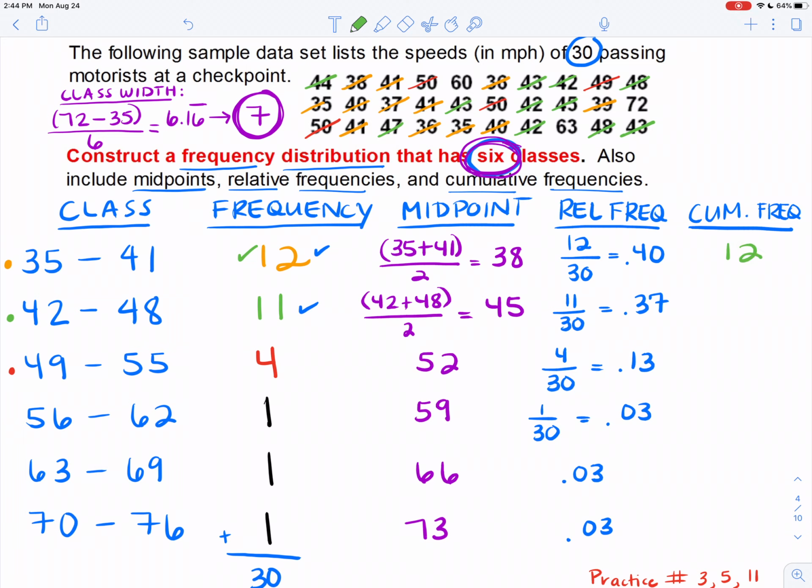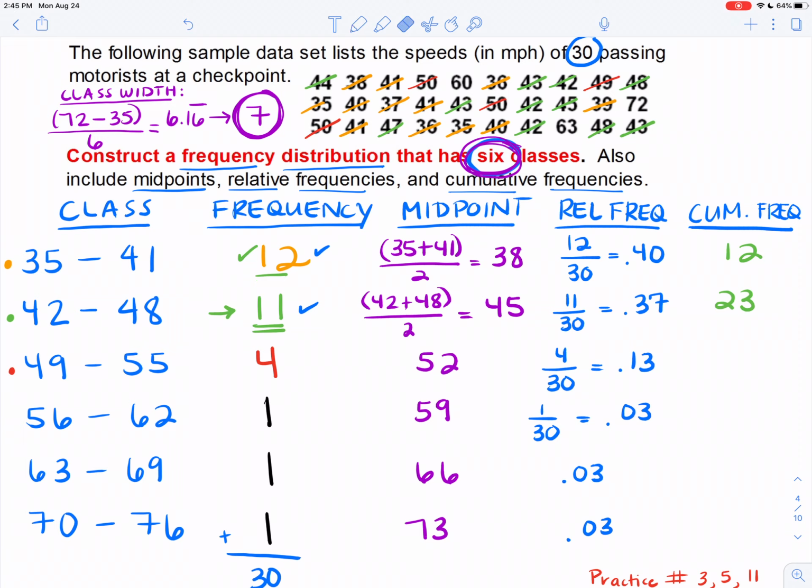But when you get to your second class, you've got to start adding together. So for my second class, the frequency is 11, see that right here. But the class that came before it had a frequency of 12. So I'm going to add those together, and I'm going to report a cumulative frequency of 23, because that's the sum for what happened in this class and the class that came before.